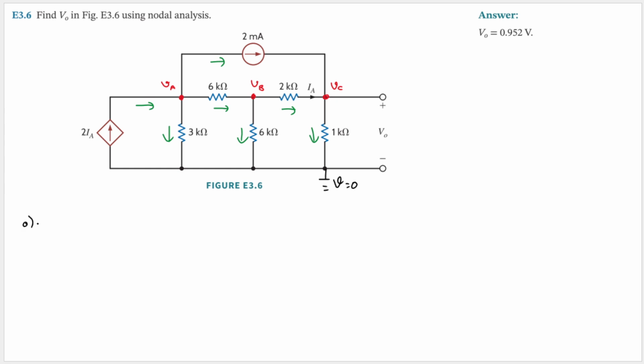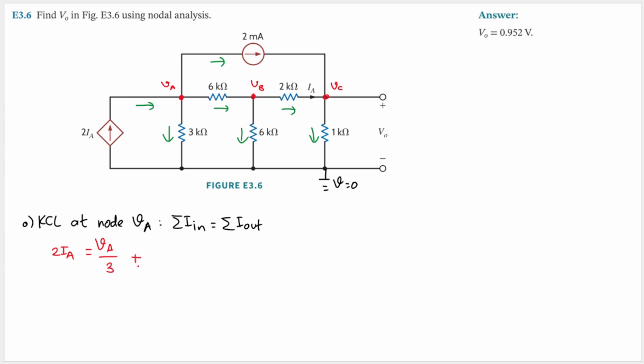Let's do KCL at node VA. Okay, what does KCL say? KCL says that the sum of the currents that go in will equal the sum of the currents that go out. The only current that goes in is 2IA here. So we'll have 2IA, and that will equal this current here, which is VA minus 0, which is VA, divided by the resistance between them, which is 3 kilo ohm. So we'll have VA divided by 3.